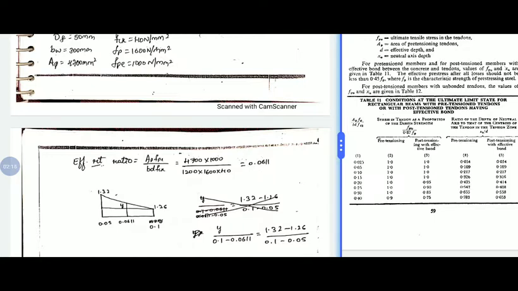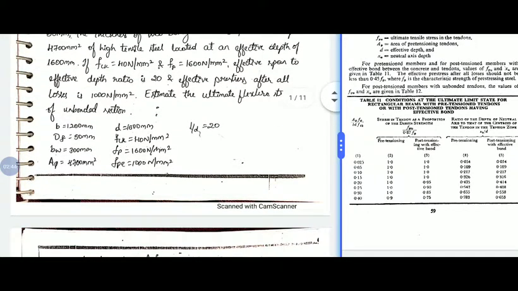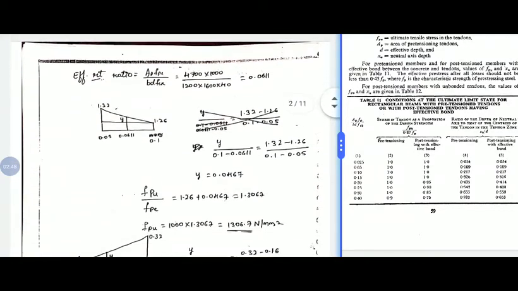So effective reinforcement ratio is AP FPE by BD FCK. Effective pre-stressing force is given as 1000 Newton per mm square. 1600 is the characteristic strength of the steel used, but effective pre-stressing force after all losses is 1000 Newton per mm square. So for that we have 0.0611, that is the effective reinforcement ratio, and the L by D ratio is directly given in the question. Effective span to effective depth ratio is 20, so L by D ratio is 20.